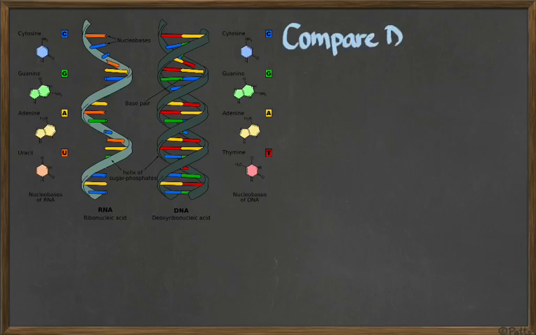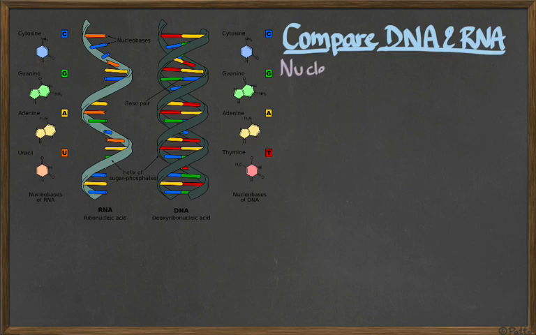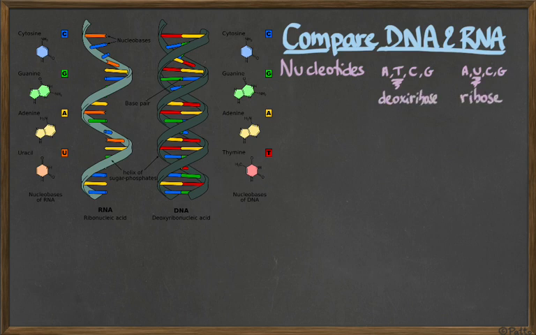Okay, so let's build a little table, which is the easier way for us to compare stuff. So comparing DNA and RNA. In terms of nucleotides, which ones are there? If you said ATCG for DNA, AUCG for RNA, you got it right. Also, DNA contains deoxyribose, RNA contains ribose, and number of strands, DNA is double and the RNA is single.